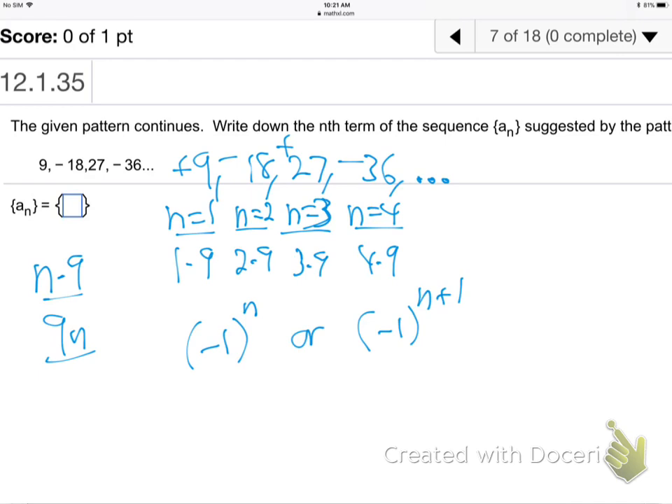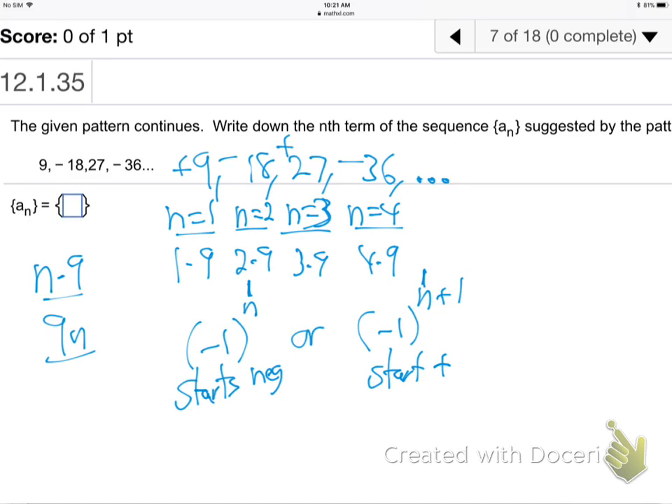But how do you know which one of those? Well, where does this one start, positive or negative? Starts positive. If you put in 1 here, you start positive, because 1 plus 1 is 2, and negative 1 to the second is positive. Everybody see that?